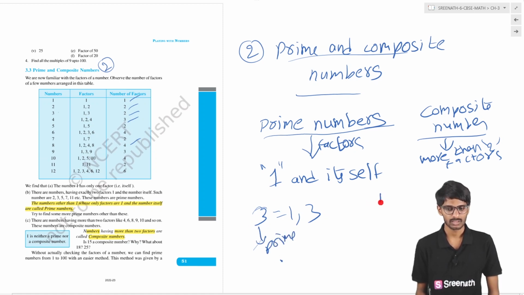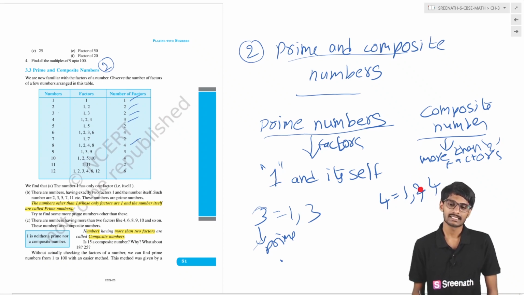If you take 4, what are the factors for it? They are 1, 2 and 4. So here it has more than two factors. The number of factors is 3, so it is a composite number. For a prime number, there are 1 and itself, only 2 factors. Only two factors are there in that case, but here there are 3 factors.